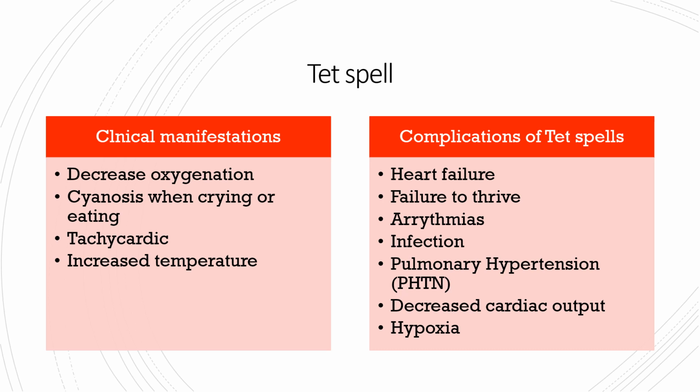They are more prone to infection. Blood flowing to the lungs can increase the pulmonary pressure, so you can get pulmonary hypertension. You can get decreased cardiac output and then hypoxia, so you'll see an even lower saturation. These patients in general have low saturations at baseline, but when they have a TET spell, their saturations can go very low and they will turn a bluish hue because of the cyanosis and the deoxygenated blood that is getting pumped out to their systemic system.